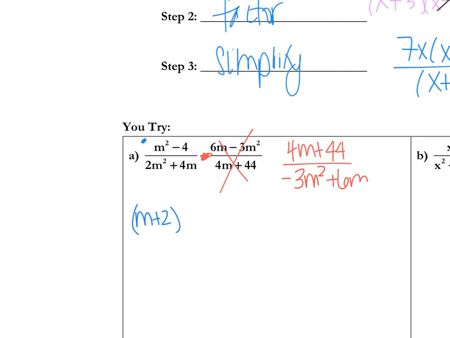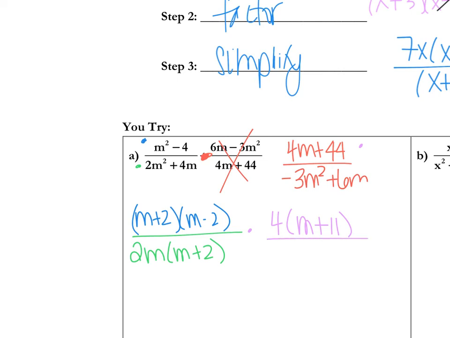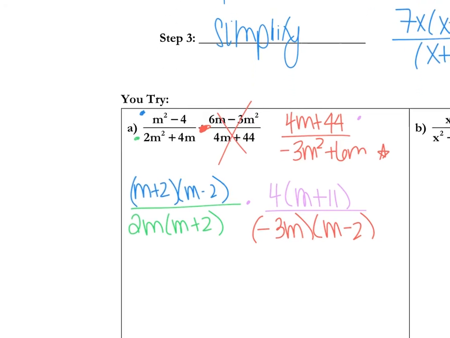Okay. All right, let's go ahead and factor. So m plus 2, m minus 2. That would be dots. GCF here, so I can take out a 2m, and I'm left with m plus 2. Then over here, we have to take out a 4, and I'm left with m plus 11. And then since I put this in descending order, I need to make sure I take out that negative and put it in parentheses so I remember that it's a factor with multiplication and not addition or subtraction. So I'm left with m minus 2. Okay.